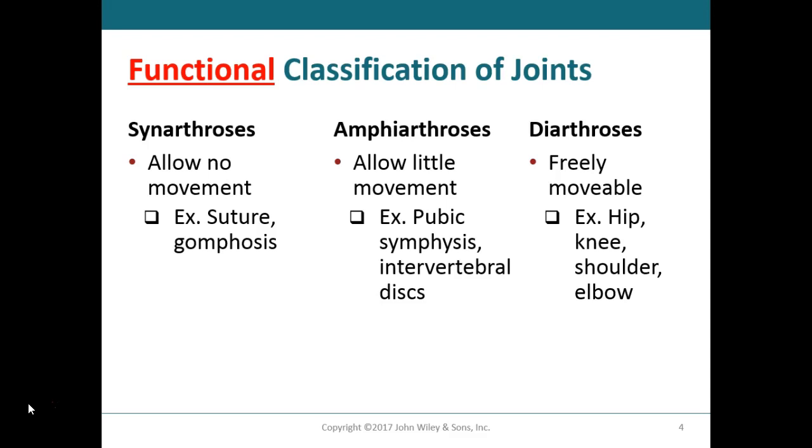And the same thing with the intervertebral disc. So these are the fibrocartilaginous discs that are found between the vertebrae. And we do have movement of the vertebral column, but very little movement between the individual vertebrae. And then the diarthrotic joints. These are the ones we commonly think of when we mention a joint casually. So these are the ones that allow for free movement, such as the hip, the knee, the shoulder, and the elbow.